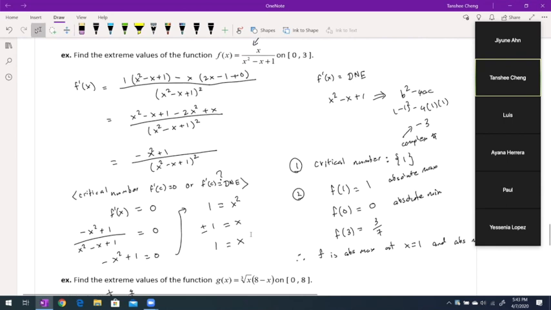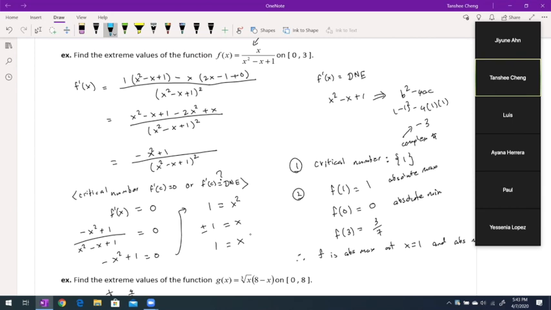So looking at right here, the extreme function value, that's basically talking about absolute maximum and absolute minimum. So first thing I need to do is find out what my critical numbers are.